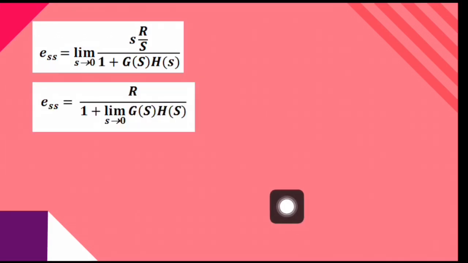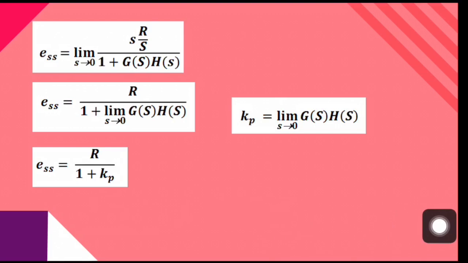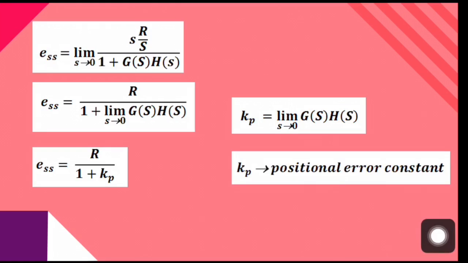And it can be written as R by 1 plus limit s tends to 0 G(s)H(s). Now let us represent this term, limit s tends to 0 G(s)H(s), with Kp. Correspondingly, our steady state error ESS becomes R by 1 plus Kp, where Kp is limit s tends to 0 G(s)H(s), and it is known as positional error constant. Thus, we obtained the expression of steady state error when the input is unit step signal.